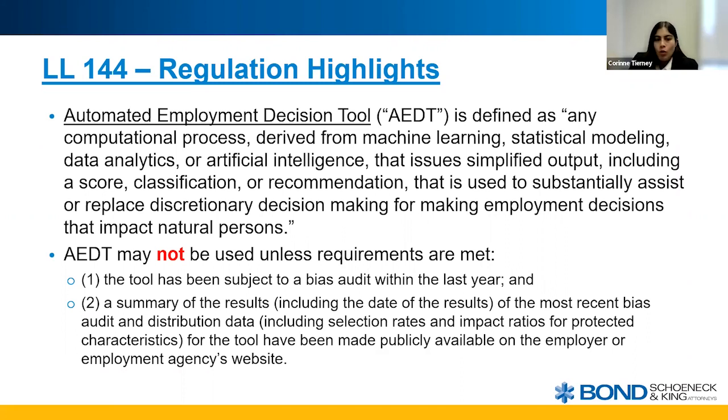Basically, the rule for using these kinds of tools is that it really can't be used unless the tool has been subject to a bias audit within the last year, and a summary of the results of the most recent bias audit, including the date, and its distribution data, such as selection rates and impact ratios for protected characteristics, have to be made publicly available on the employer or employment agency's website. Those are the rules for using the tool at all.